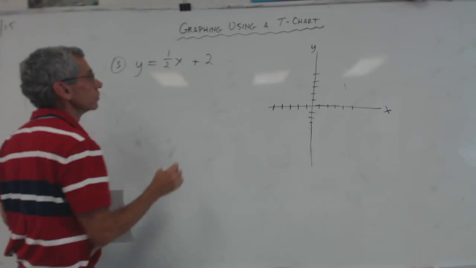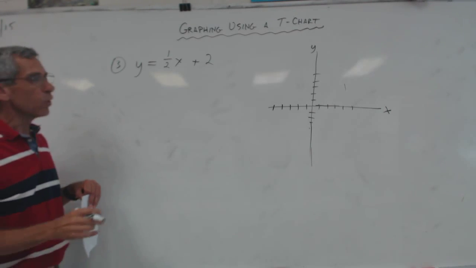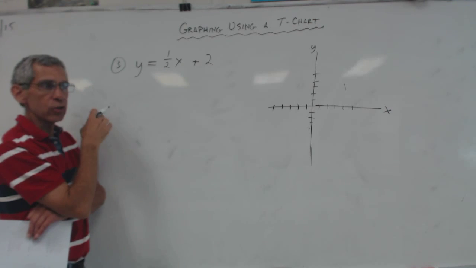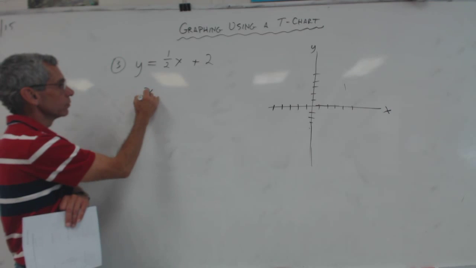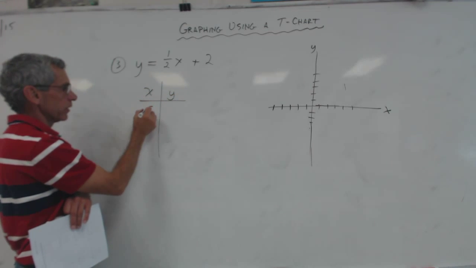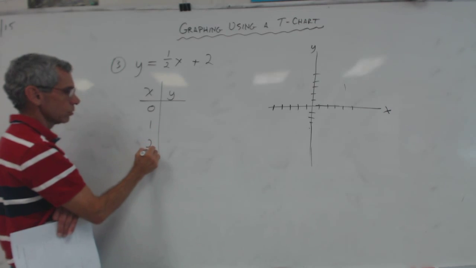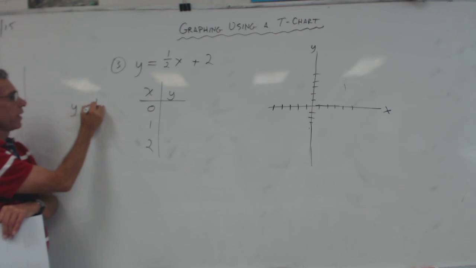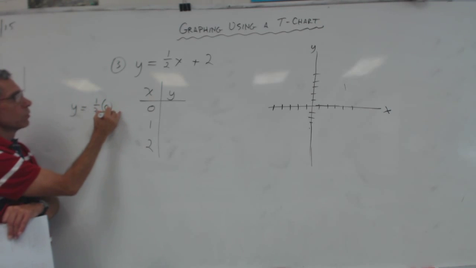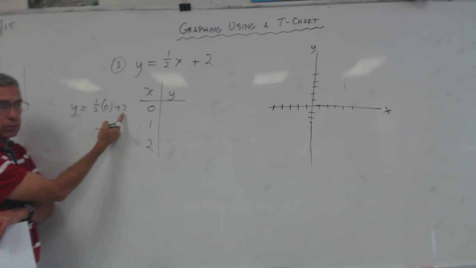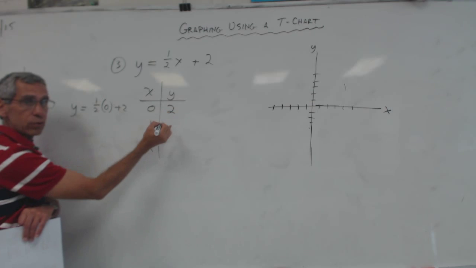Plus 2. When it's something like a half, it's actually not so hard. I could just do the 0, 1, and 2. But let me show you what would happen if I did 0, 1, 2. I have y is equal to 1/2 times 0 plus 2. 1/2 times 0 is what? 0. 0 plus 2 is 2. That's easy, right? That worked great.